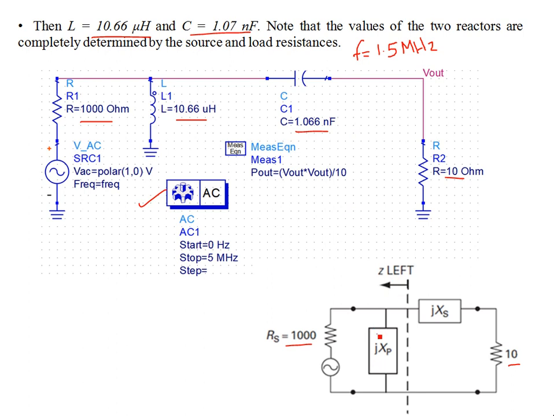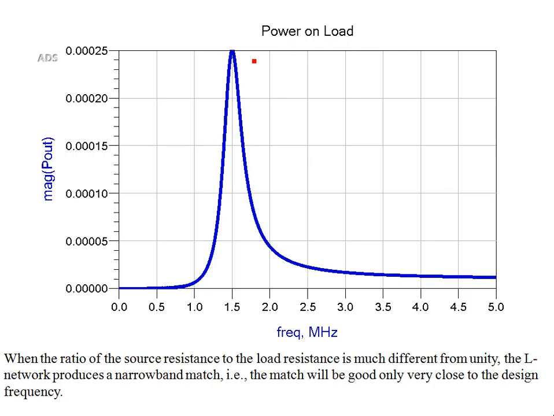So these are the values. This is my shunt reactance. This is my series reactor. This is how we are going to match 1000 to 10, and that's the magnitude of the power that is transferred with respect to frequency. You can see the maximum power occurs at your design frequency, 1.5 megahertz. So when the ratio of the source resistance to the load resistance is much different from unity, it means your Q is high. The L network produces a very narrow band match. It's a pretty narrow band match, which is very desirable.